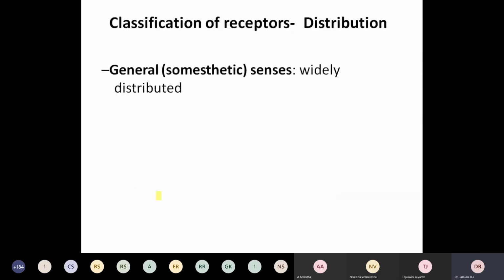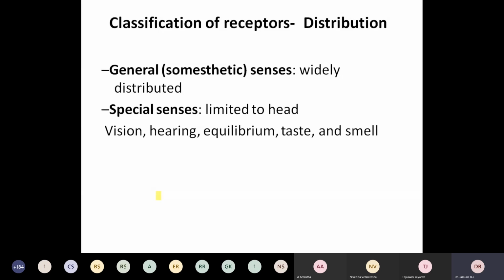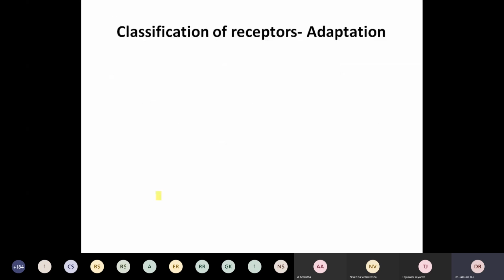Depending on the distribution of these receptors, you can classify them into general senses and special senses. General senses are also called somesthetic senses. They are widely distributed. The special senses are mainly limited to the head. So the distribution of these receptors is very limited. You can classify the receptors in this way.